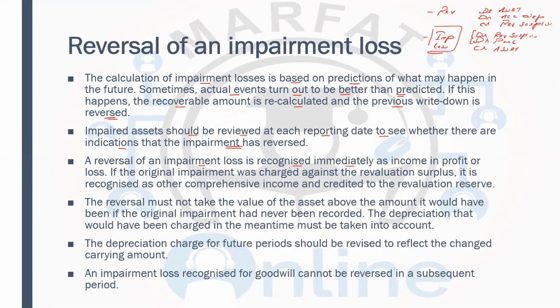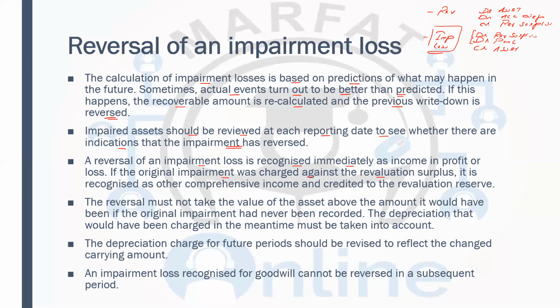Now, if it was to the profit or loss, then the credit will go to the profit or loss. If the original impairment was charged against the revaluation surplus, then again the credit will go to the revaluation surplus. So it carries the same thing. If it is from the revaluation surplus, then credit goes to the revaluation surplus. If it is from the profit or loss, then credit goes to the profit or loss. So this is the idea behind that.